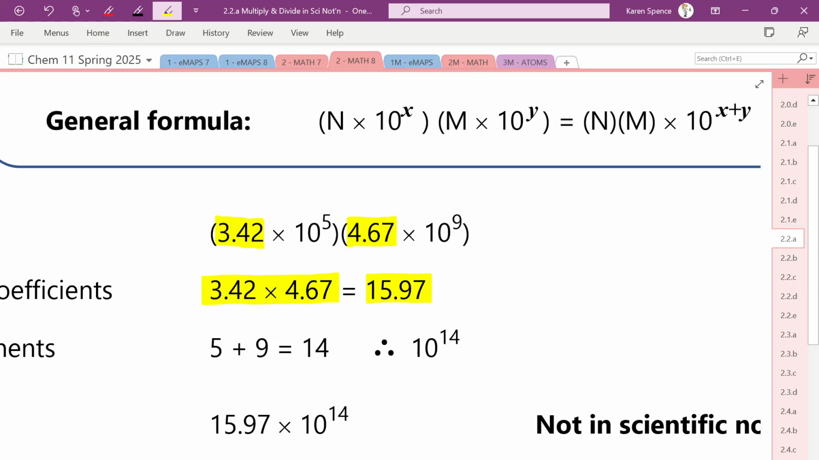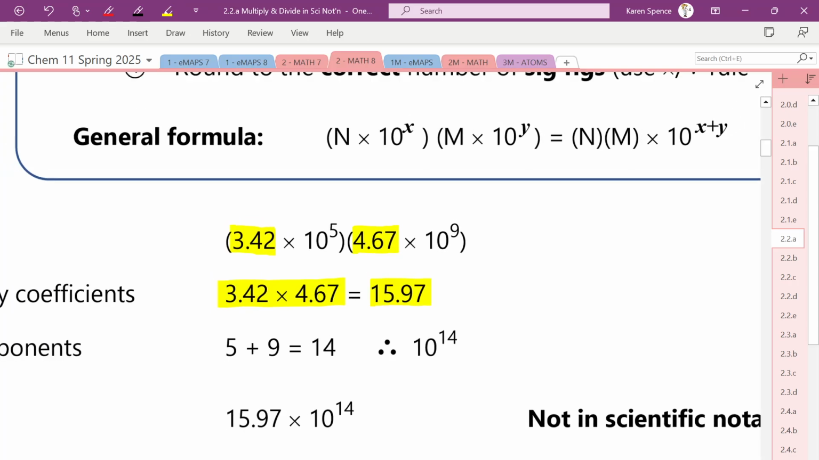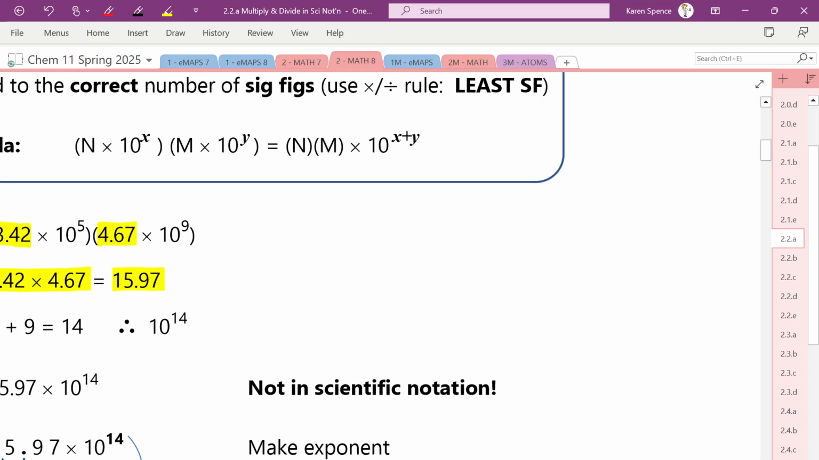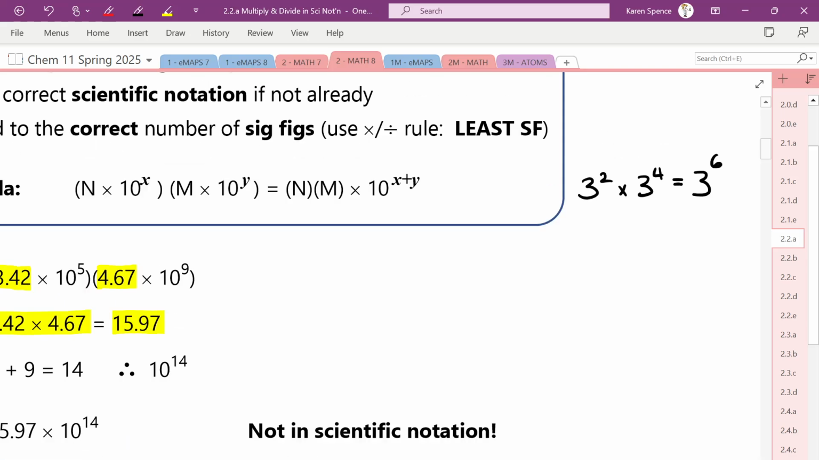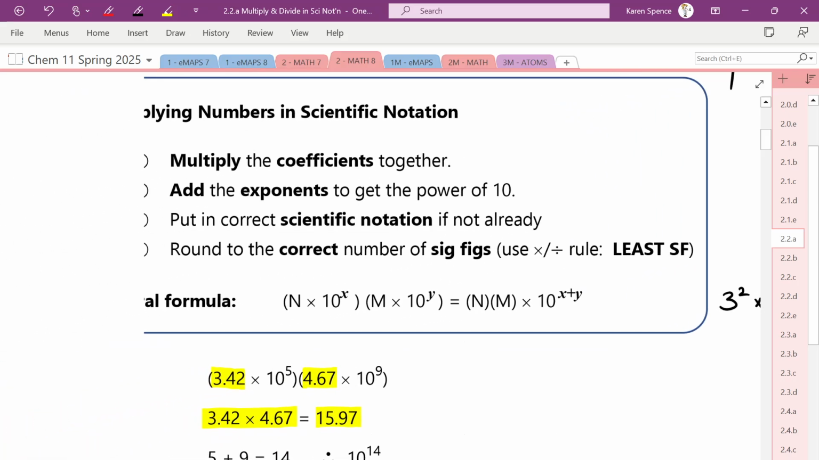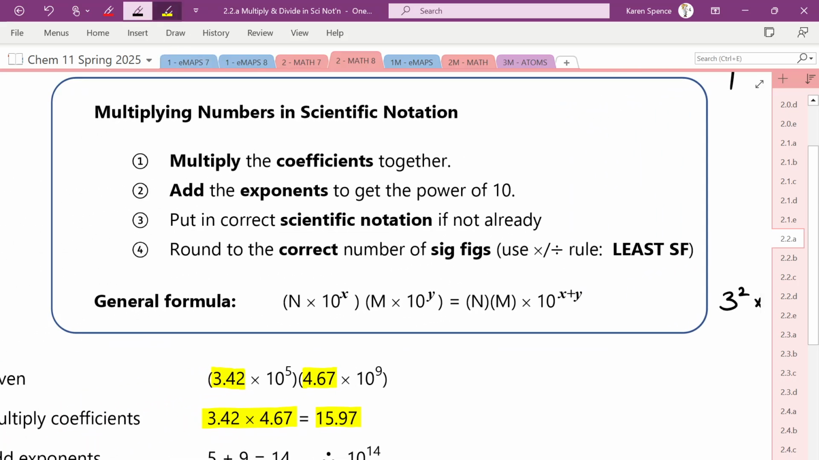The next thing we're going to do requires us to know a little bit about exponents. So, if I was to say to you, 3 to the 2 times 3 to the 4 equals 3 to the 6. When we multiply, what do we do with exponents? We add them, okay? I think it says that up here somewhere. Add the exponents to get the power of 10.